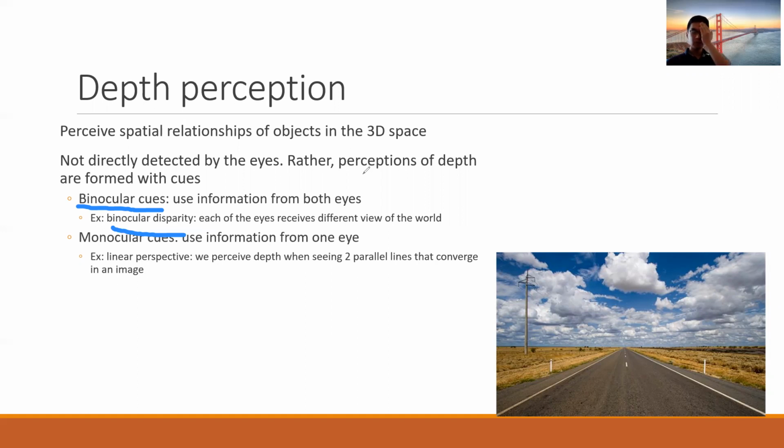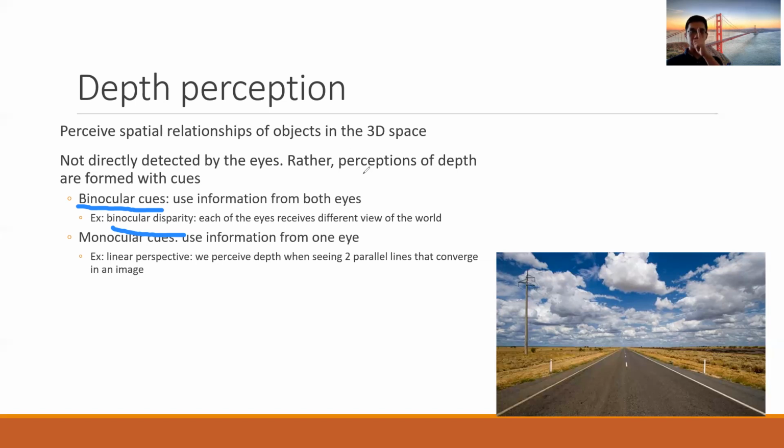So if you block your left eye and then you block your right eye, you can find that each of the eyes sees a slightly different picture. Why is that? Because the eyeballs are located in different places, right? One is on the left, and one is on the right. So we use that kind of binocular disparity to tell how deep the object is in the 3D environment.